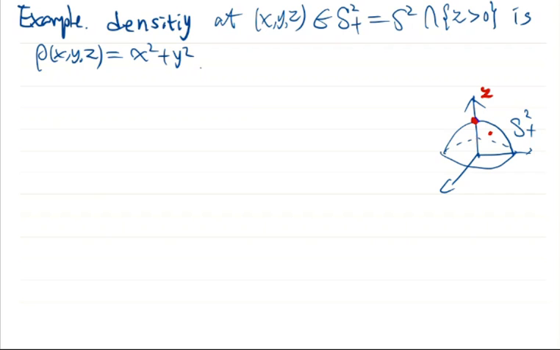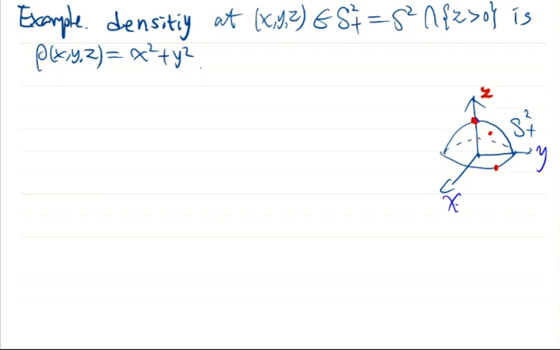Well, if the point goes to the boundary circle of this hemisphere, that is when the point belongs to the xy plane, then the density is 1, the largest value of the density function. Okay, so we want to compute the total mass of this hemisphere.